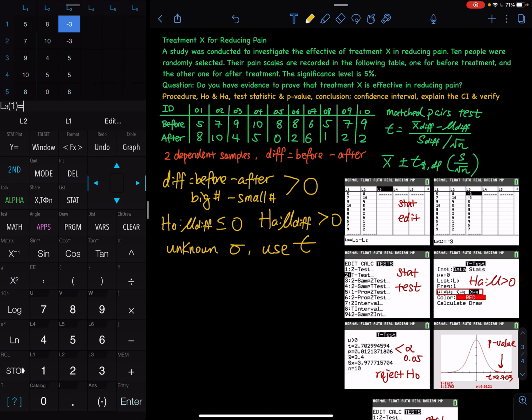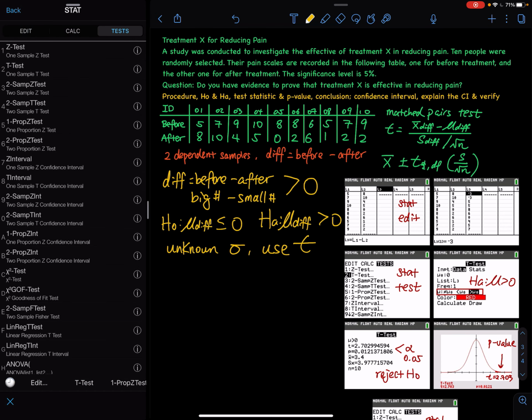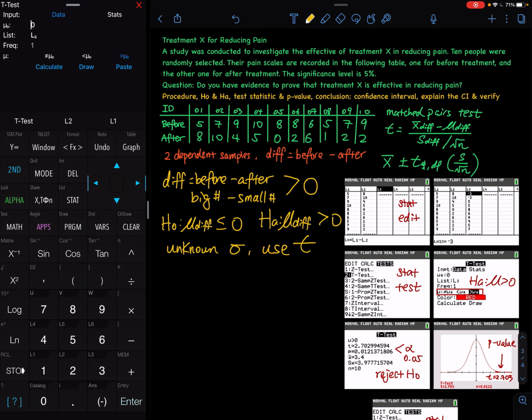So we will be running a one sample t-test. So you go to stat, and then you go to test, and then you click t-test. So I have the data. If you look at the right side of my screen, that's the screenshot that you're supposed to go through. So stat test, you click t-test, and then this is a data problem, so that's why I hit data, and then the mu naught is equal to 0. That's what you put in h naught and ha, and then you put the difference in L3, and then the frequency I always leave at 1, never change that.